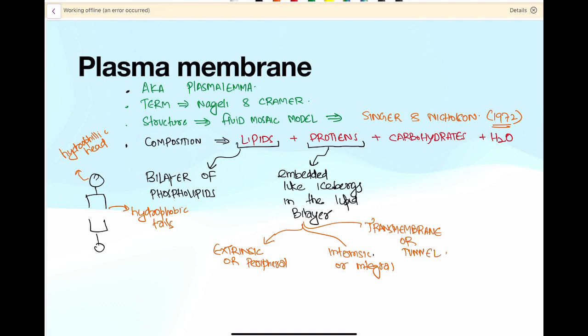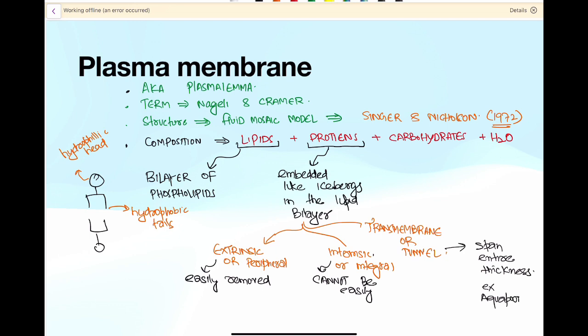Now what is the difference? Extrinsic, peripheral proteins are not embedded inside. They can be easily removed. Integral proteins are very well embedded inside, cannot be easily removed, require a lot of energy, and they span the entire thickness of the cell membrane. For example, aquaporins, which carry water across the membrane. So they cross the entire length of the membrane.